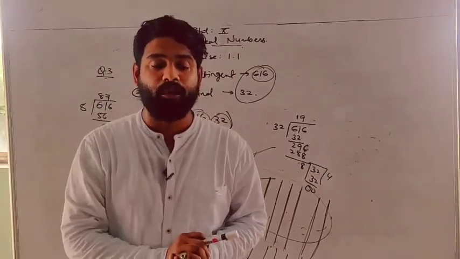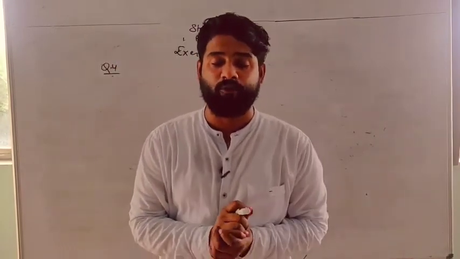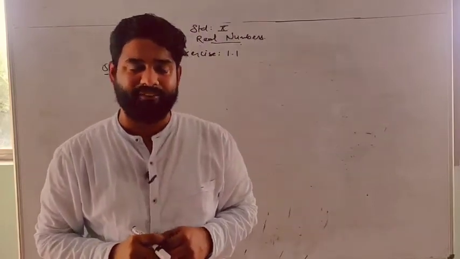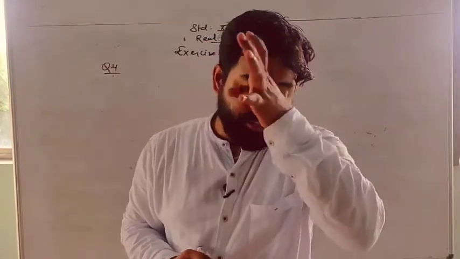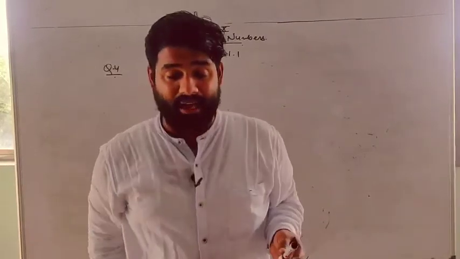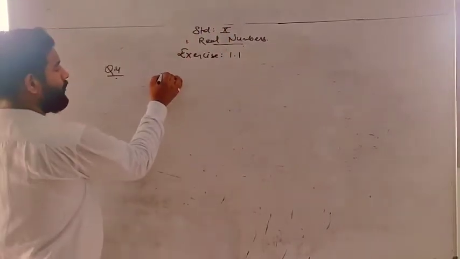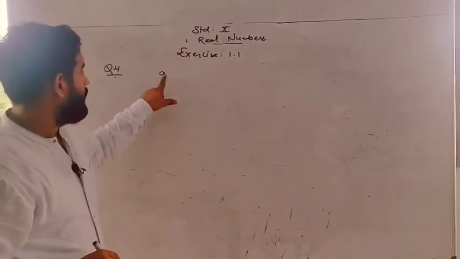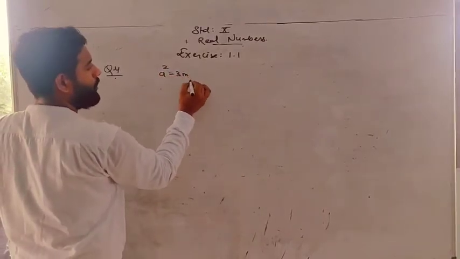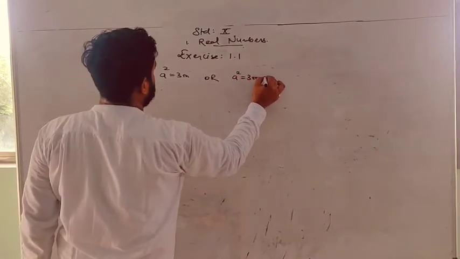Now we are going to move towards question number 4. Okay students, so let us move towards question number 4. Question number 4 is quite similar to question number 2, just a few things extra that I will explain to you. Use Euclid division lemma to show that the square of any positive integer is either in the form of 3m or 3m plus 1. Square of any number, suppose the number is a.